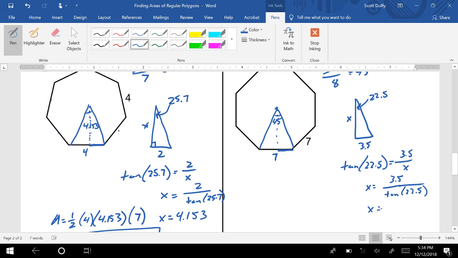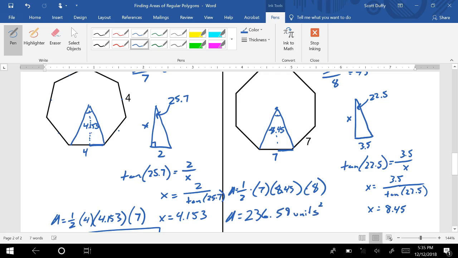My height is equal to 3.5 divided by the tangent of 22.5. I get 8.45. Use that as the height. The area will equal 1/2 times the base of 7 times the height of 8.45. But there's going to be 8 of those triangles, so I need to multiply that by a big 8. And I will get 236.59 square units.